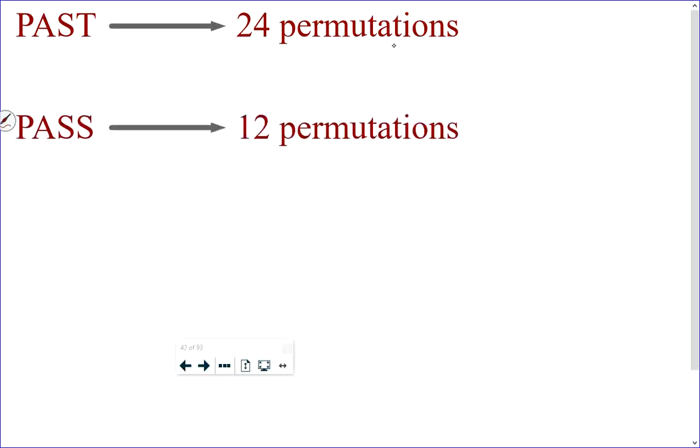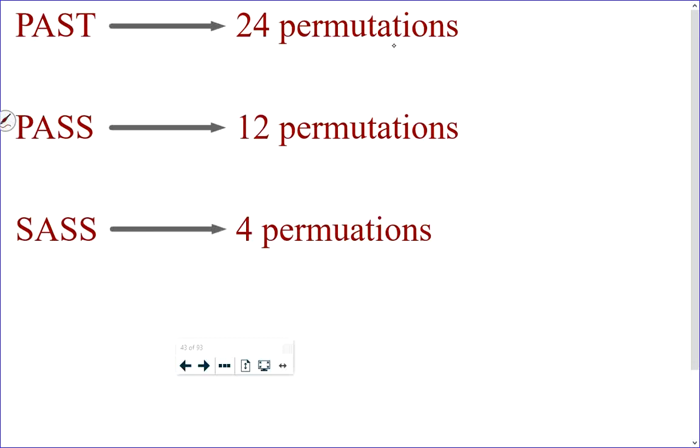What have we learned? We've learned that the word past has 24 permutations, the word pass has 12 permutations, the word SAS has only 4. See if you can figure this out, and I don't know if anybody will, but what do you do to the 24 to get to 12 that's connected to the word pass? Divide by the number of letters that are the same. Perfect. If I take 24 divided by 2, I get 12.